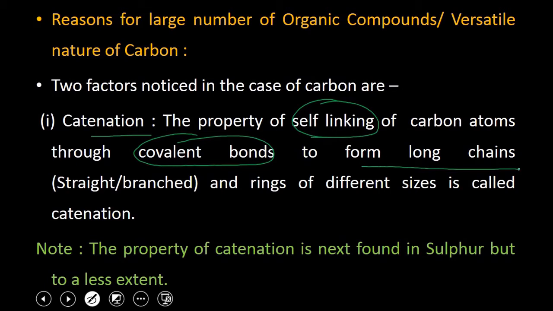And these long chains may be straight chains, or they may be branch chains and rings of different sizes. So this property is called catenation. This is a very important property which is called catenation. And one more point I would like to mention here, this property of catenation is next found in sulfur. But in comparison to carbon, it is to a much lesser extent.